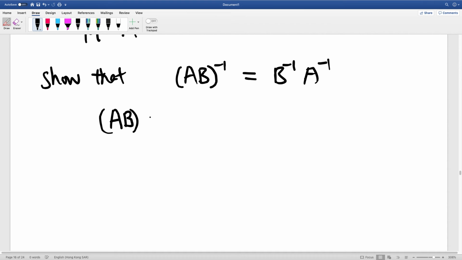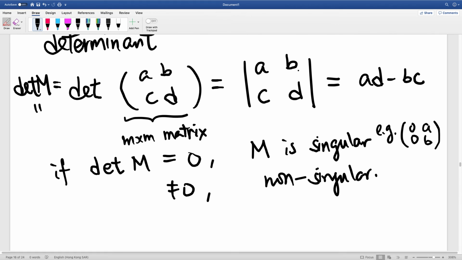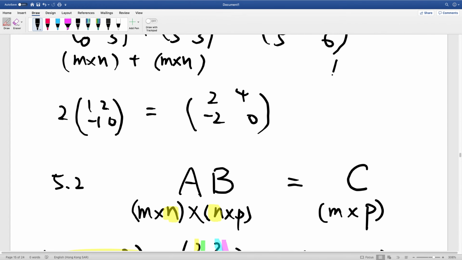Now how can we do it? What does the inverse of A times B mean? It means that A times B times the inverse of A times B is the identity matrix. Now also remind you the multiplication of matrices does not commute. It means that A times B is not necessarily equal to B times A.